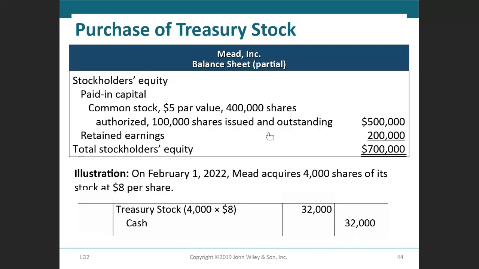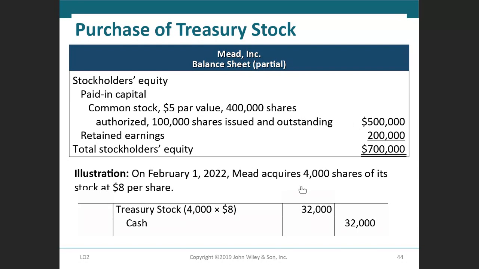We have here 4,000 shares were purchased for $8 each. So now you see here, this is the balance sheet before the treasury stock. It says common stock, $5 par value, 400,000 shares authorized, 100,000 shares issued and outstanding. So as you see, $5 each times 100,000 is 500,000, yes? So 500,000, 100,000 shares issued and outstanding. So they issued 100,000 and it's still with the shareholders.